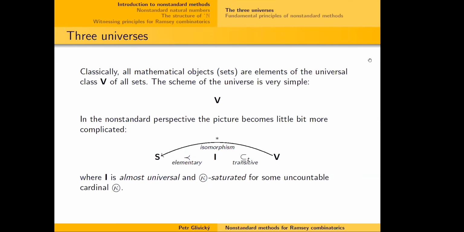So the framework for the non-standard methods that I will be using is basically the following. Classically in mathematics, we have the universal class V of all sets. That's classical mathematics. And in non-standard methods, in the framework which I will be using, this will be the picture that contains everything important. Besides the universal class V, we also have two other classes, S and I, called standard and internal universes. And there are some relations between them. I will get to the details on the next slide, but there's some isomorphism, some elementary subclass, transitivity property, and something about saturation and almost universality. I'll get to the details in just a few seconds.